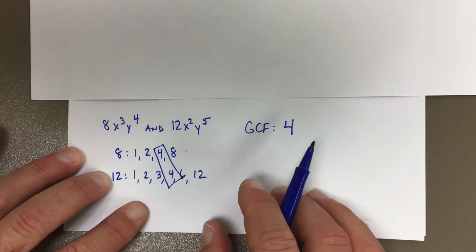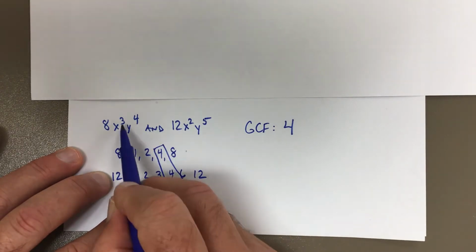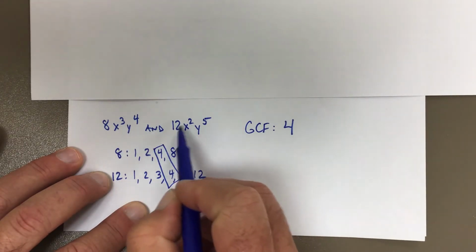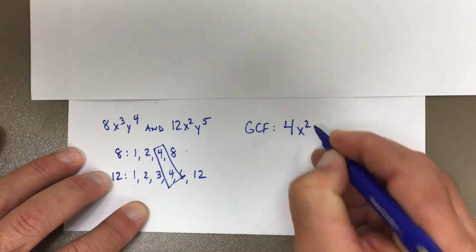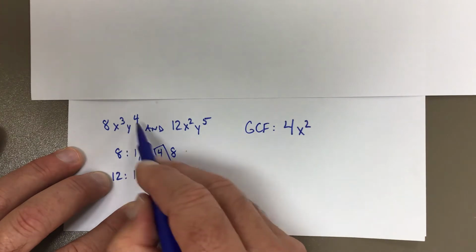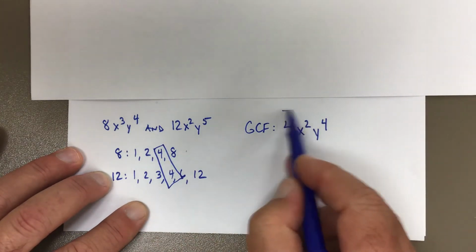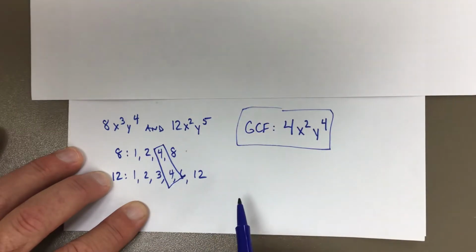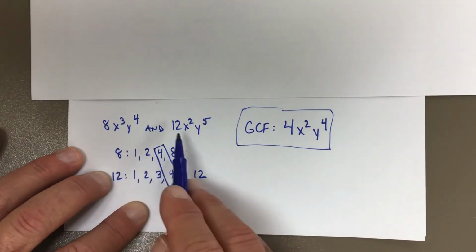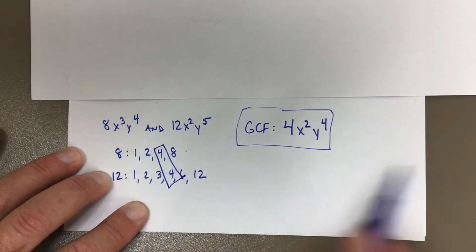Now, with the x's, they both have x's, so which one's smaller, 3 or 2? That's right, the 2. So x squared. And then the y's are 4 and 5. Which one's smaller? Y to the 4th. That's what we have. So this is your greatest common factor. So you take the biggest number that goes into 8 and 12, and then you just take the smaller of the exponents, as long as they have them.